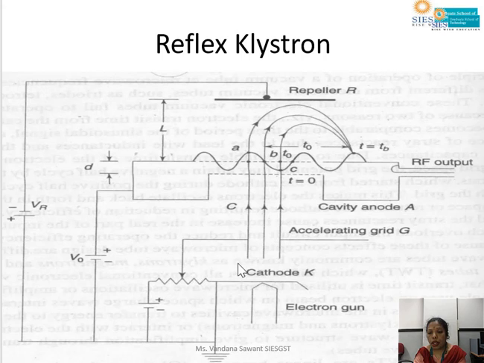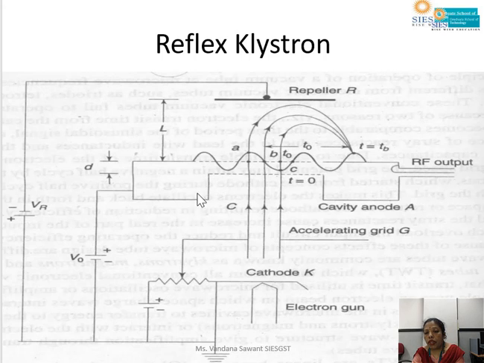This device consists of an electron gun and cathode, and this cathode is given a negative supply. Along with this it consists of an accelerating grid to accelerate the electron beam which is generated with the help of the electron gun and cathode. This accelerating grid is given a positive supply as compared to the cathode. Then there is one cavity.